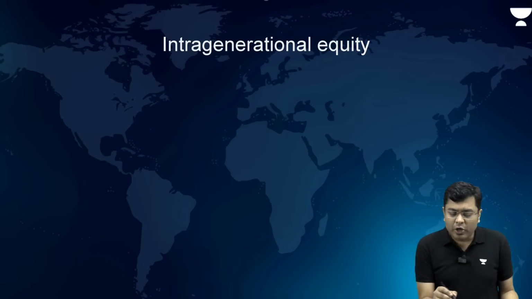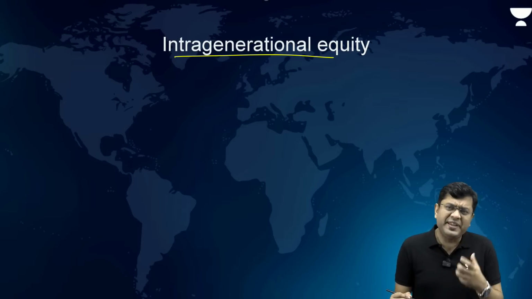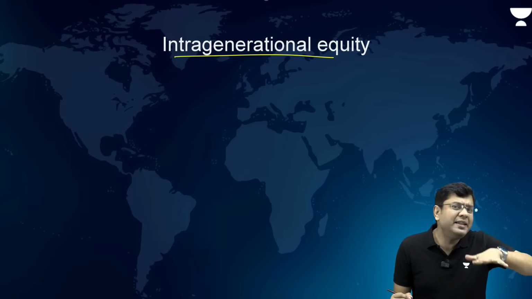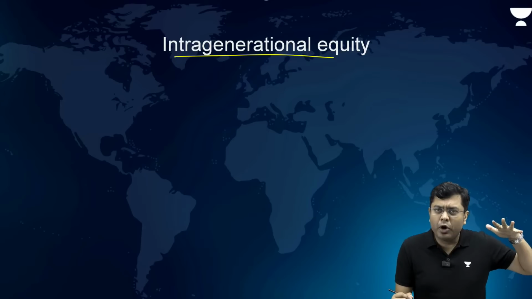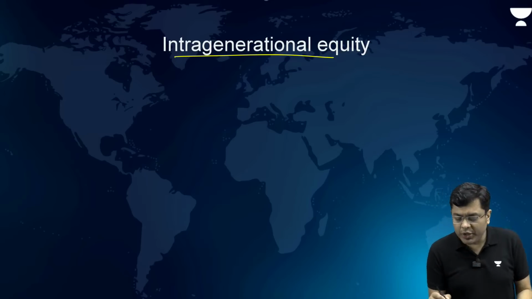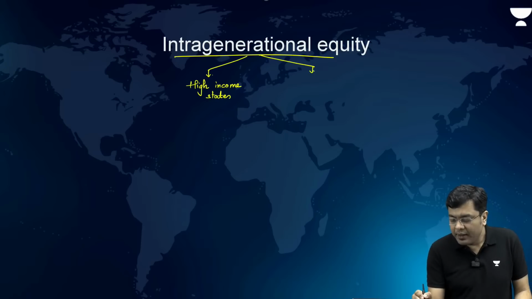Now coming to the concept of intragenerational equity. What does that mean? That basically talks about the fact that within the same generation, you have a wide variety of demography. Within the same generation, you will have various different types of states. Let's suppose you consider the high income states. High income states. Then let's suppose you consider low income states.